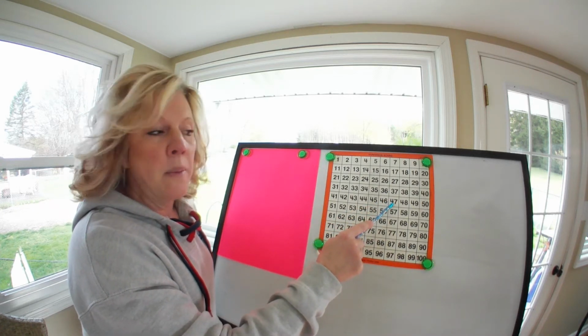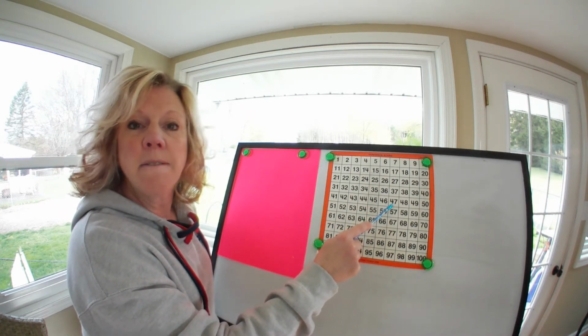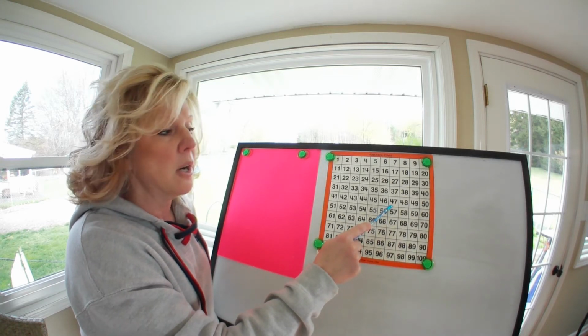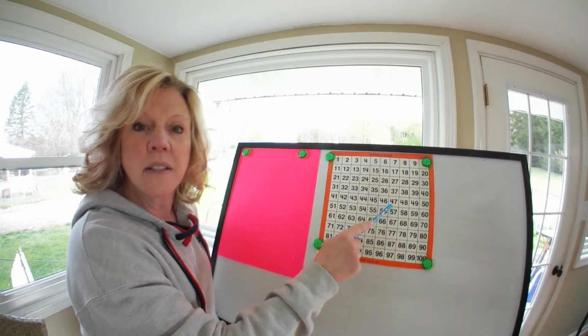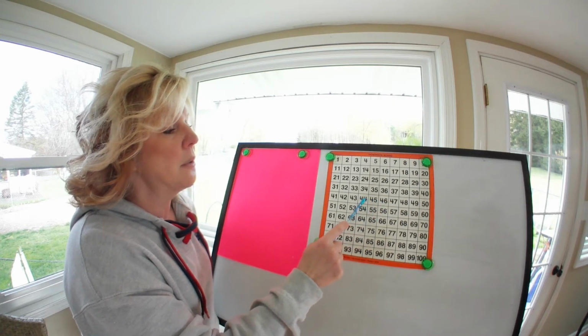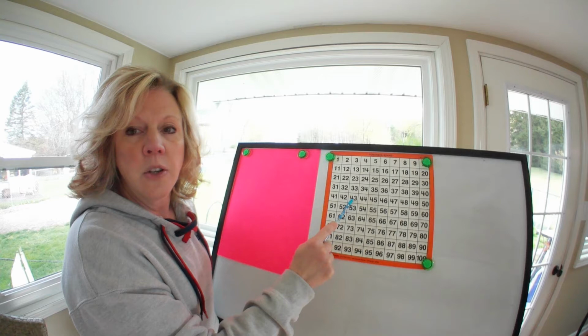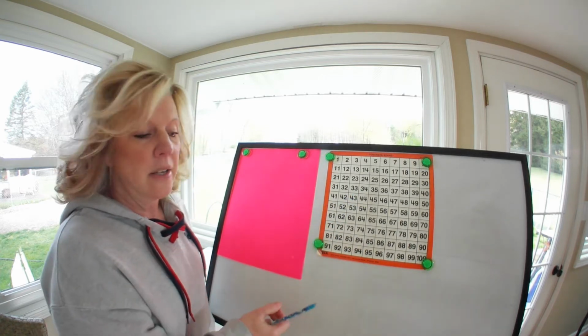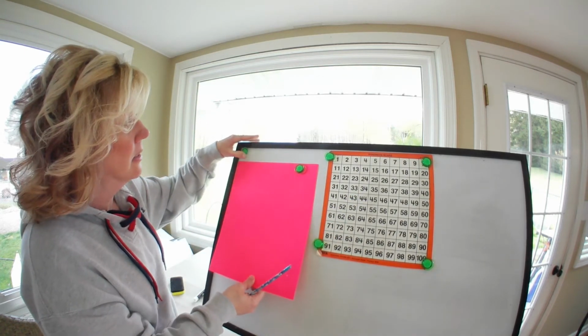And now I want you to subtract 4. So that means minus 4. Which direction are we going, forward or backwards? That's right, we're going backwards. Ready? 1, 2, 3, 4. So we landed on the number 43. Let's see what our number was.